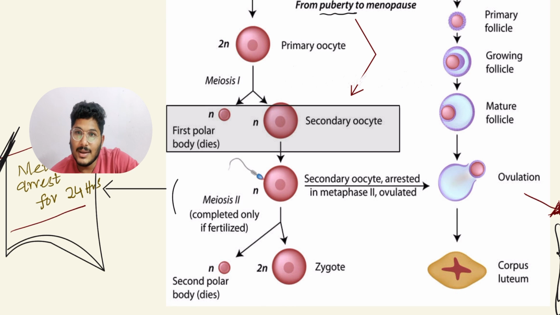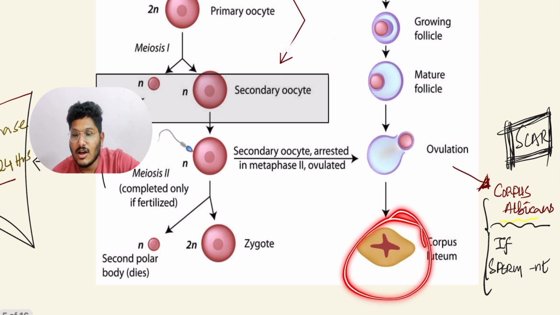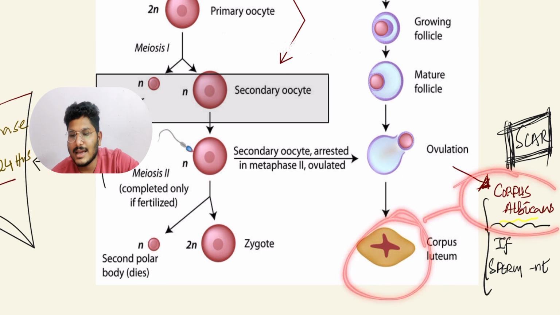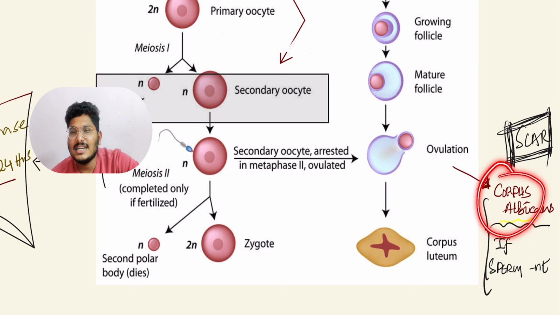What happens if fertilization does not occur? The zygote is not formed, and the metaphase-arrested secondary oocyte will degenerate. Then the corpus luteum will also degenerate to form the corpus albicans if sperm is absent, which is a white colored scar.